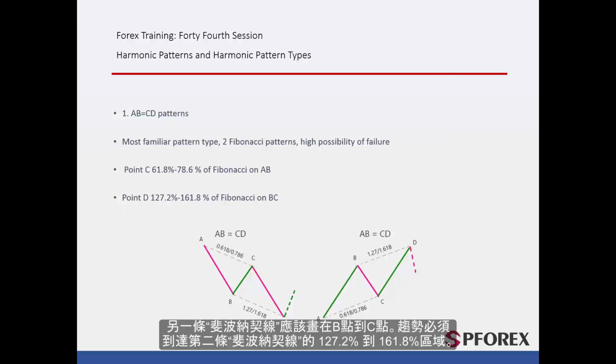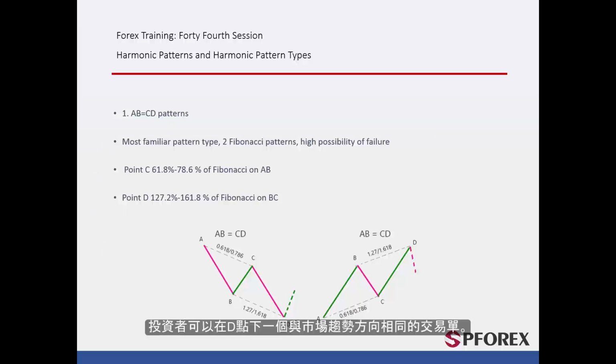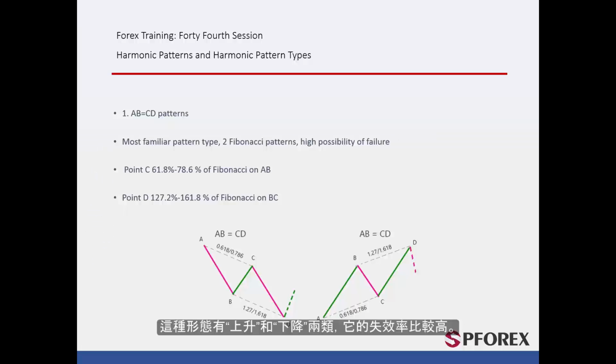Another Fibonacci should be drawn from B to C. Trend must proceed to an area between 127.2% and 161.8% of second Fibonacci. It is possible for a trend to reverse its direction again from the point D. A trader can place an order agreeing with trend direction from the point D. This pattern has bullish and bearish types, and failure probability of this pattern is high.